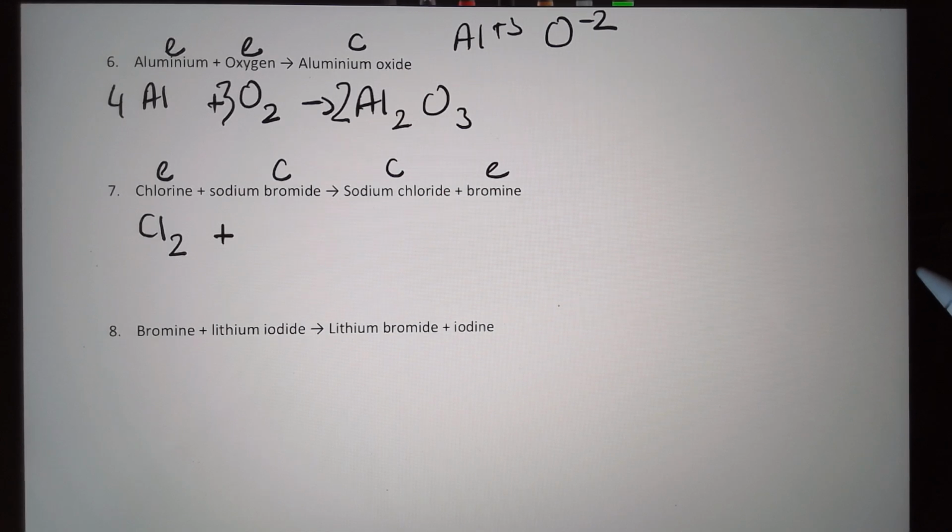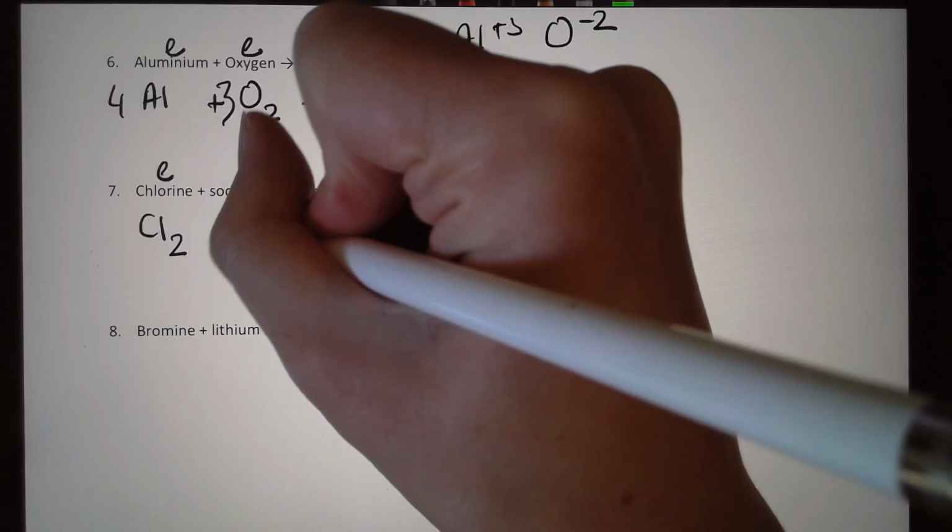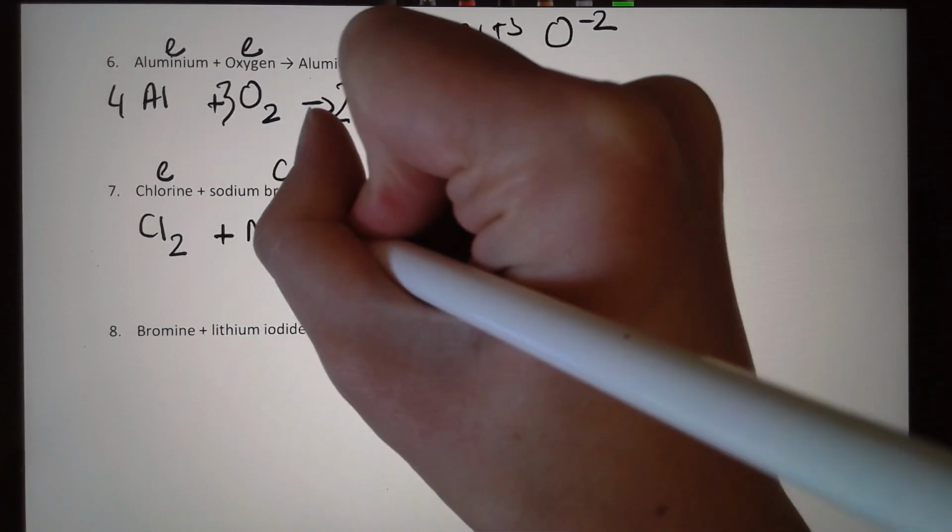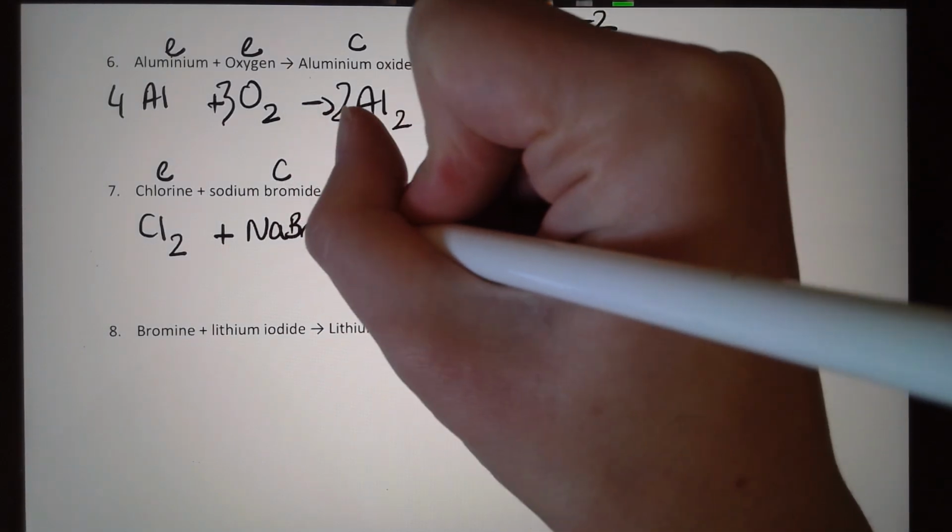Sodium bromide is a compound. I have to work out the formula. Sodium's in group 1 with the +1 charge. Bromine's in group 7 with the -1 charge. So the formula is NaBr.